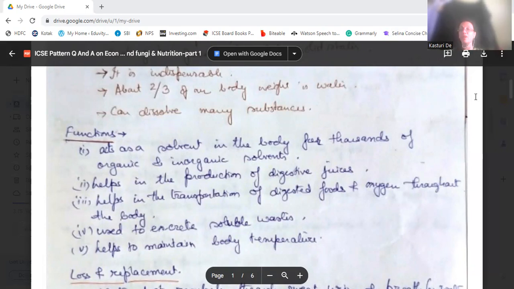When it comes out of the kidney, it takes some soluble waste along with it to get rid of it from the body. Then it also helps to maintain the body temperature. Okay.